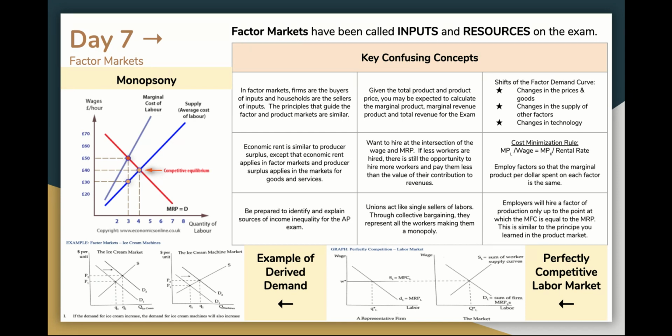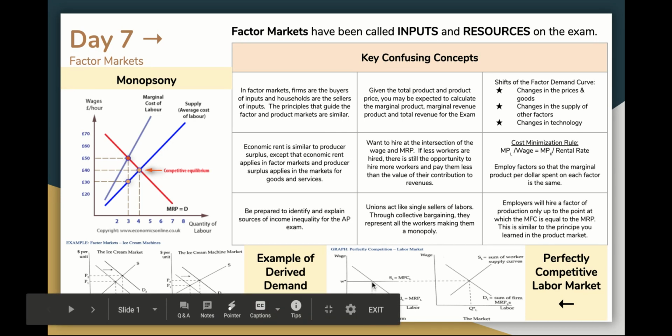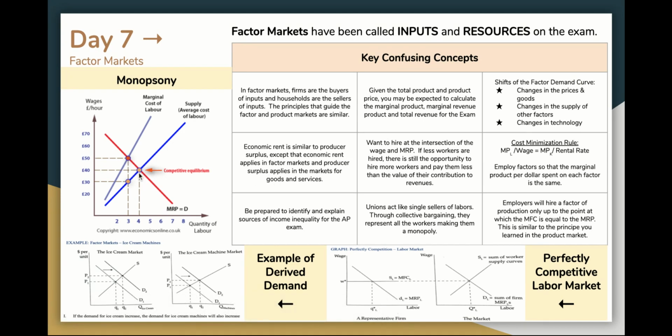And again, employers will hire a factor of production up to the point where MFC is equal to MRP. We know this. That's why if you look at the firm over here in perfect competition, that equilibrium is where you are taking a look at it. And if you're taking a look over here, that would be the competitive equilibrium. But this, as you can see in a monopsony, is where they're actually going to get paid. And that is because there is a monopoly on that particular form of labor.